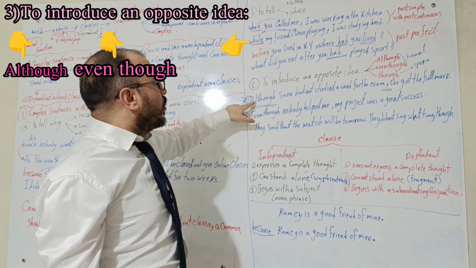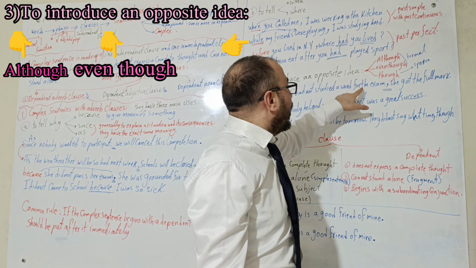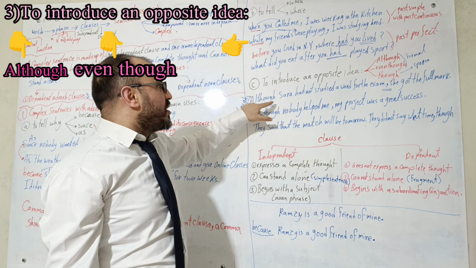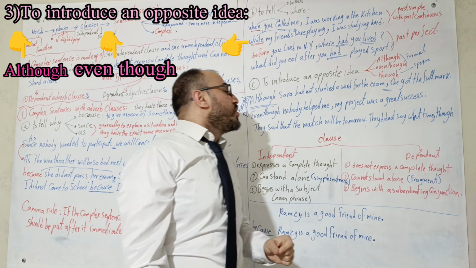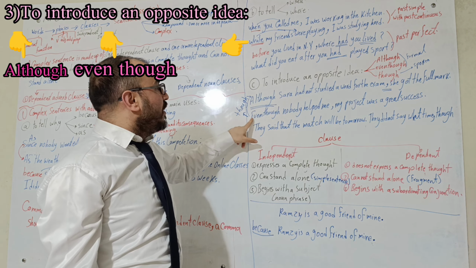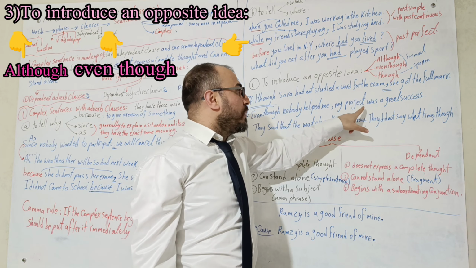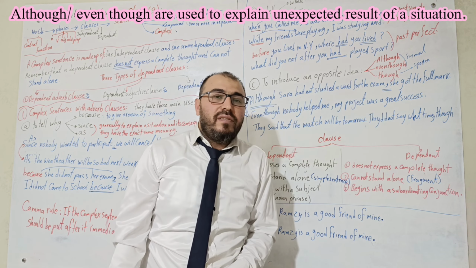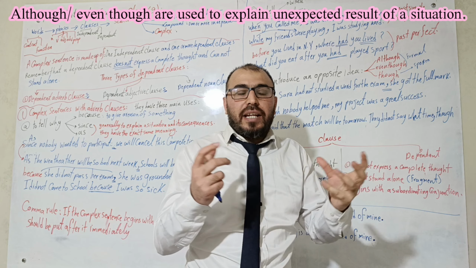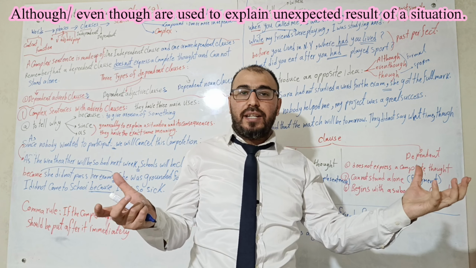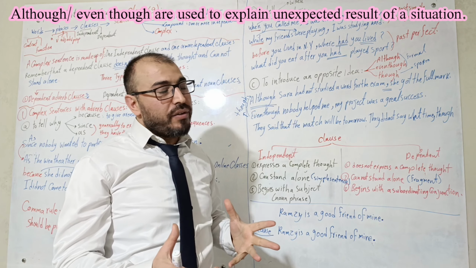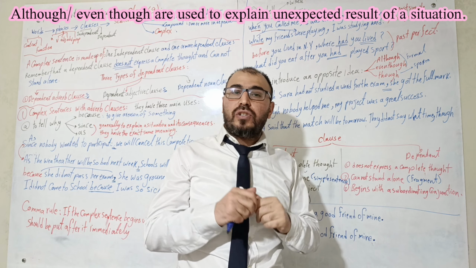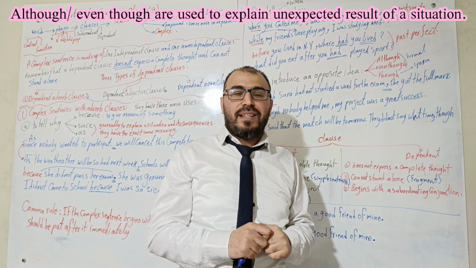Again, my friends, here I say, although Sarah hadn't studied a word for the exam, she got the full mark. Or I can say, even though Sarah hadn't studied a word for the exam, she got the full mark. Here, even though nobody helped me, my project was a great success. Generally, we use although and even though to express a contradiction between a situation and its unexpected results. When the results of a situation are unexpected, we use although and even though, especially when we prefer to use a complex sentence.